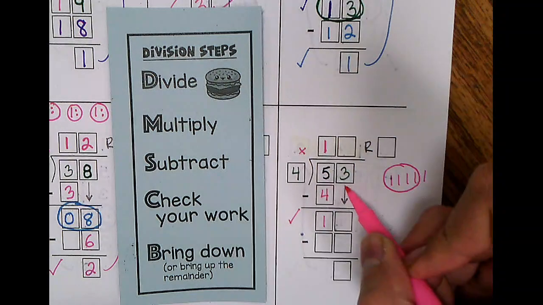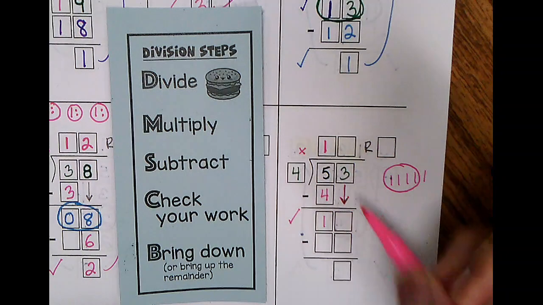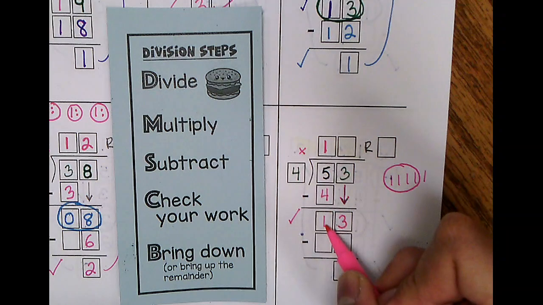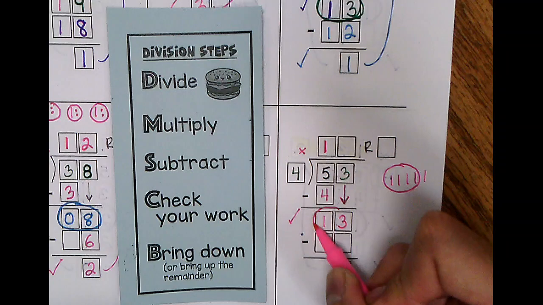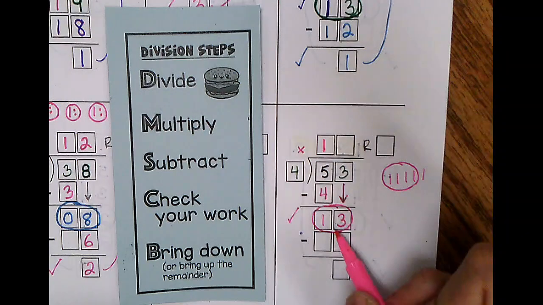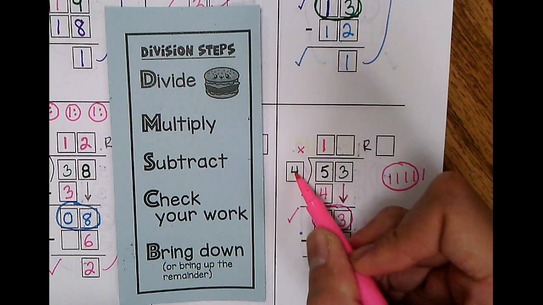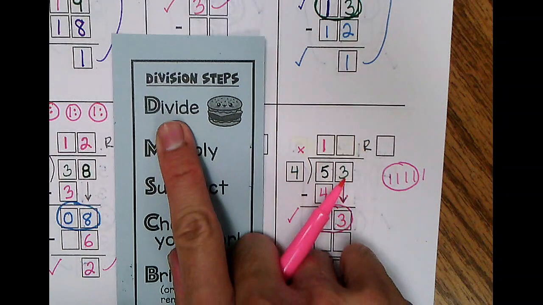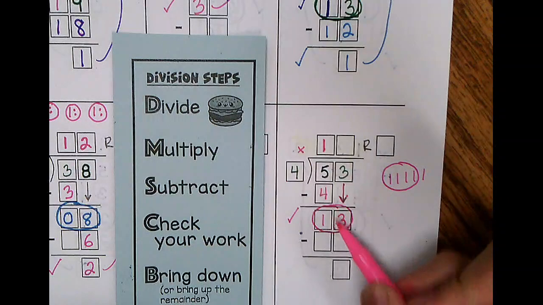I'm going to bring down the next digit, which is a 3. And so now that 3 is combined with the 1, so that means I have a total of 13. So now when I divide, I'm going to do 13 divided by 4, right? So we're back up here with my division steps. So 13 divided by 4.